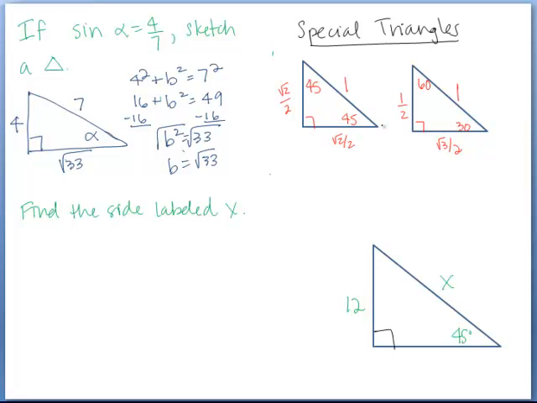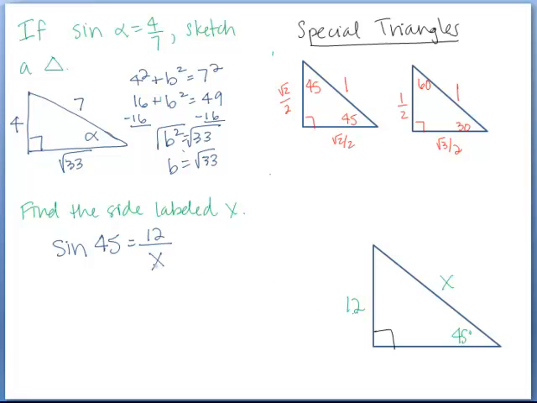So we can easily figure out, since we know that this is a 45-degree angle, we know 12, we know the opposite, we don't know the hypotenuse. Do you see how we could set up a trig ratio? We could say sine 45 equals opposite, which is 12, over hypotenuse, which is x.